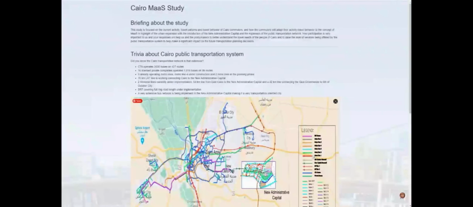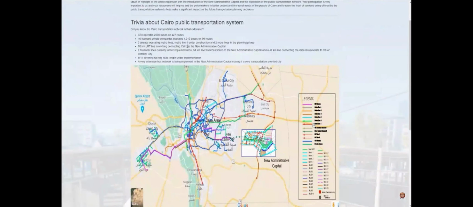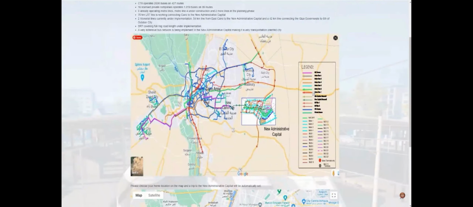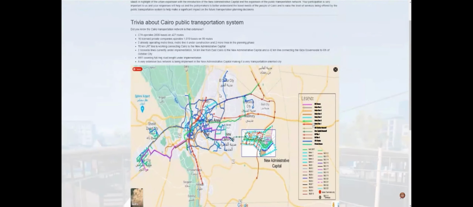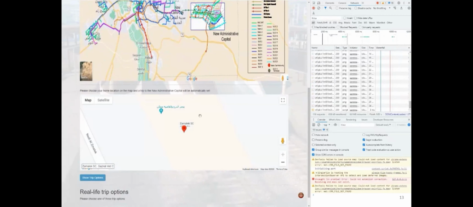On the context-aware SP survey side, people are initially prompted with the study briefing. We give them trivia about public transportation in Cairo and show them a map of the full comprehensive system, including the new administrative capital and new modes under development. This illustrates the current and future comprehensiveness and sets the mood for the study. The most important part is the concept.